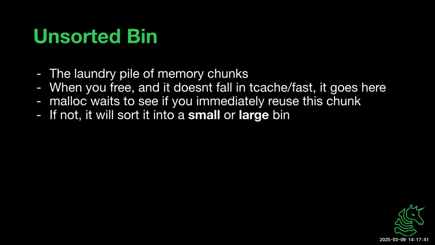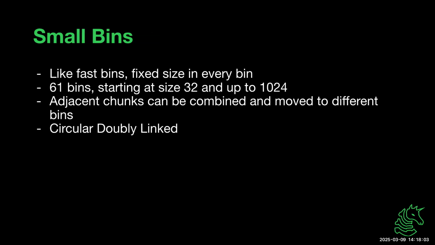The unsorted bin is another optimization. When a chunk is freed, we don't immediately want to coalesce it if a same-size chunk is just going to be allocated again. So instead, we first put it in an unsorted bin and wait to see if that chunk will immediately be reused. If not, then it will be sorted into a small or large bin. The unsorted, small and large bins are the ones you probably don't need to understand as well. In challenges, you'll see T-cache bins and fast bins a lot more commonly.